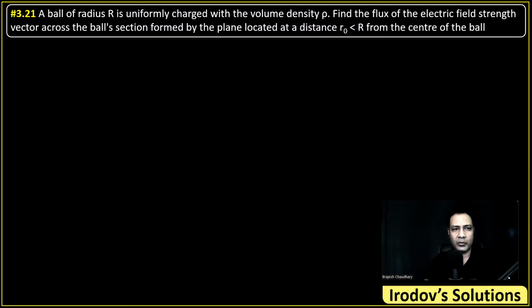Let's see question number 3.21 of Irodov. The question states: a ball of radius R is uniformly charged with a volume density rho. Find the flux of the electric field strength vector across the ball section formed by the plane located at a distance r naught, which is less than the radius of the sphere, from the center of the ball.